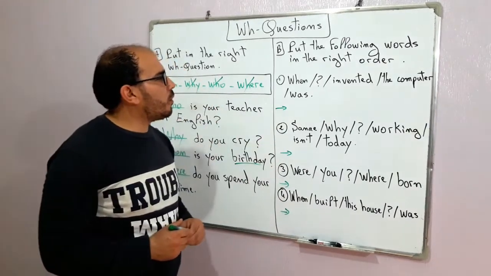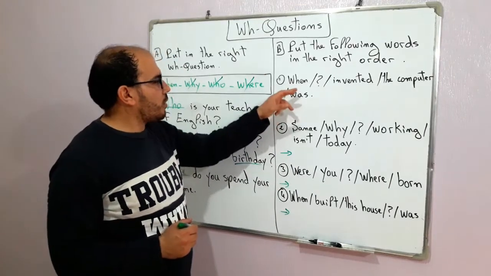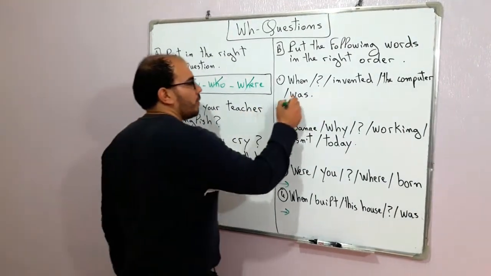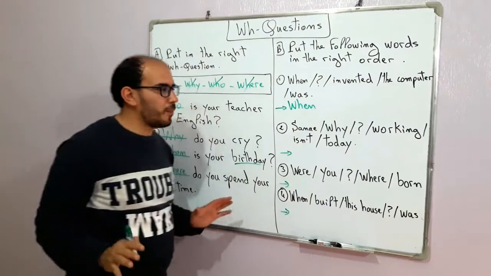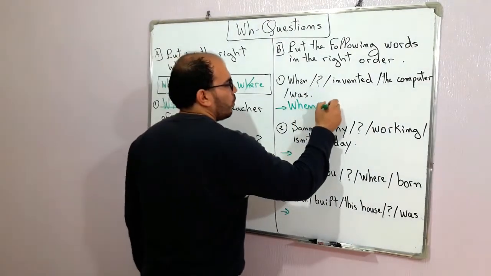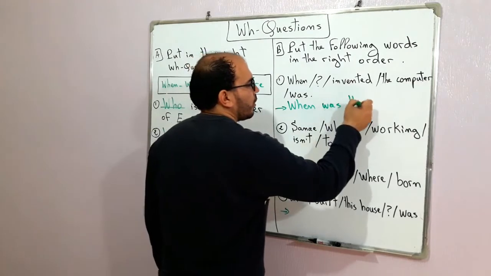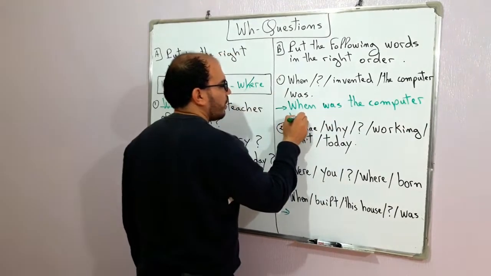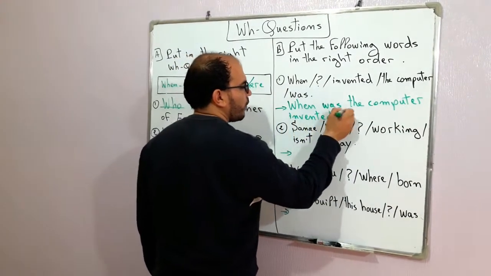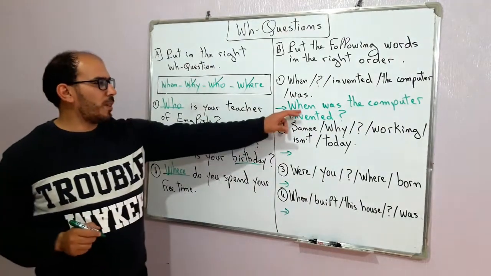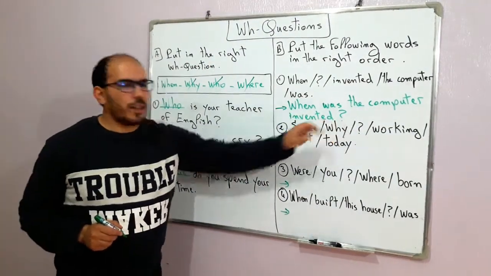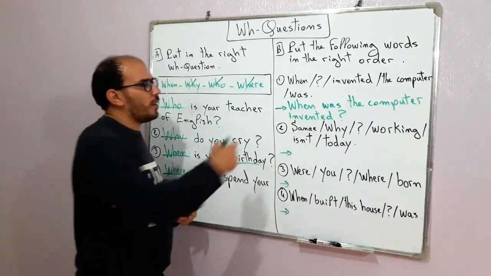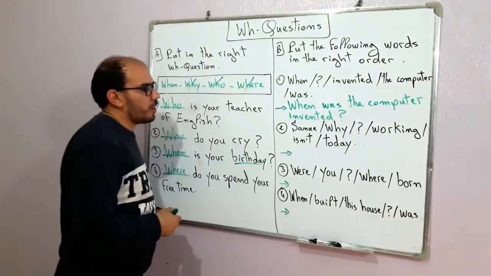So put the following words in the right order to make questions. We have when, WH question, invented the computer was. The first thing that I have to put is the WH question, all the time. Then when was what? The computer. When was the computer invented? And by the end, question mark. So all the time I start with the WH question and I finish with the question mark. And these WH questions are followed by the verb and then the subject, and then you continue.